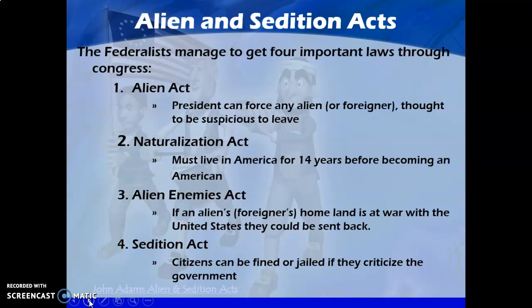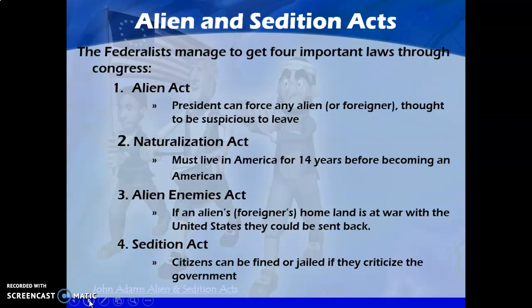citizen. Guys, it's 5 years today. It was 5 years back then, and they upped it. The Alien Enemies Act: if an alien's foreign homeland is at war with the U.S., we could send you back home. In other words, during this undeclared war, we have French people over here, and we were deporting them back to France, even though they didn't want to go back, even though they may not have agreed with France or whatever, but because they were foreign born, we sent them back.